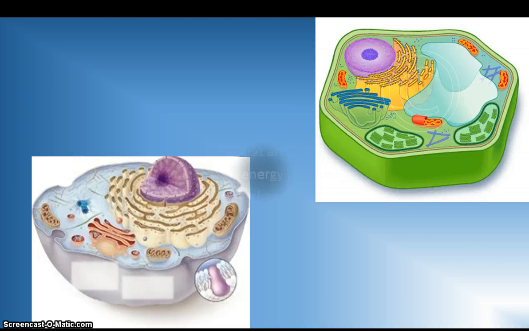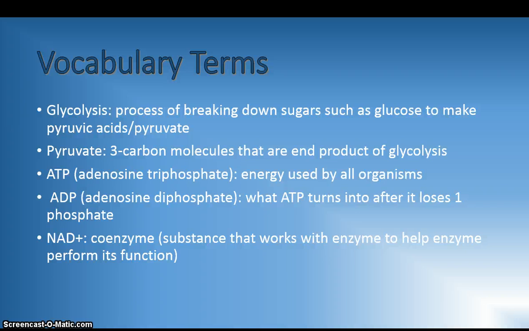So let's go on. So here are some basic terms. Glycolysis is the process of breaking down sugars such as glucose to make pyruvic acids or pyruvate. Now, pyruvate is a 3-carbon molecule that is what glycolysis produces.